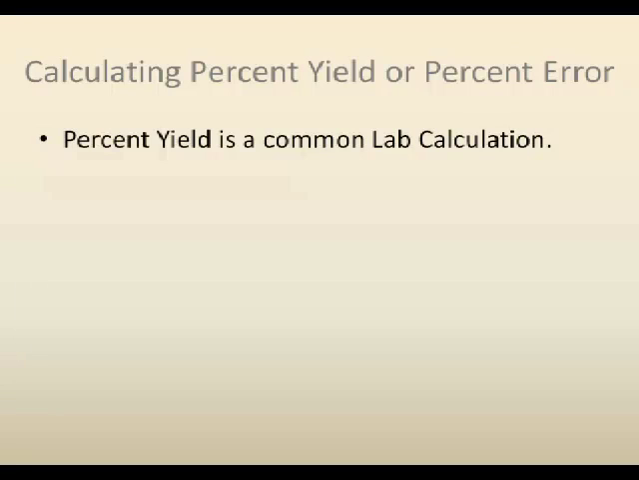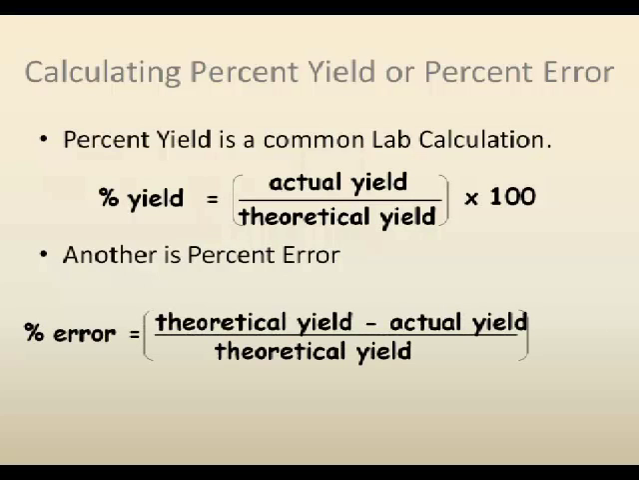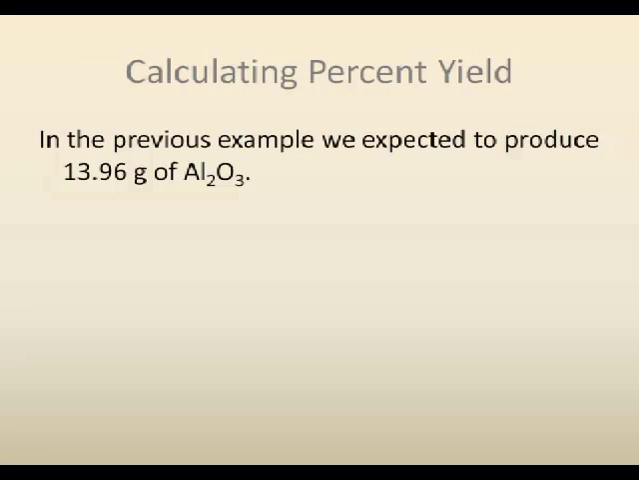Percent yield is a common lab calculation. So let's say we were in the lab and we wanted to find out how good we were. We would use this formula. Percent yield is actual over theoretical. Another calculation that we might do is called percent error. That is where the theoretical yield and the actual yield are subtracted, and then you divide by the theoretical yield and multiply by 100.